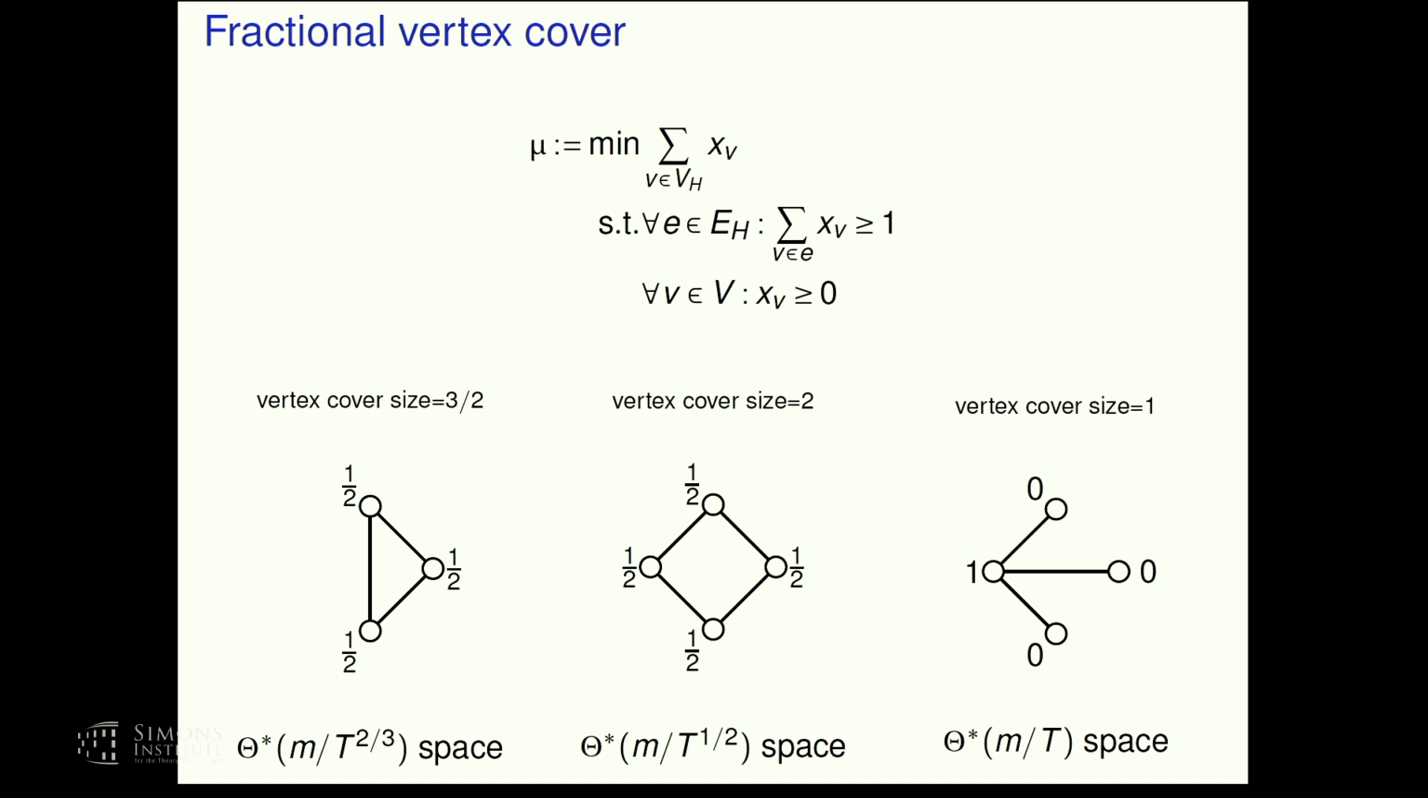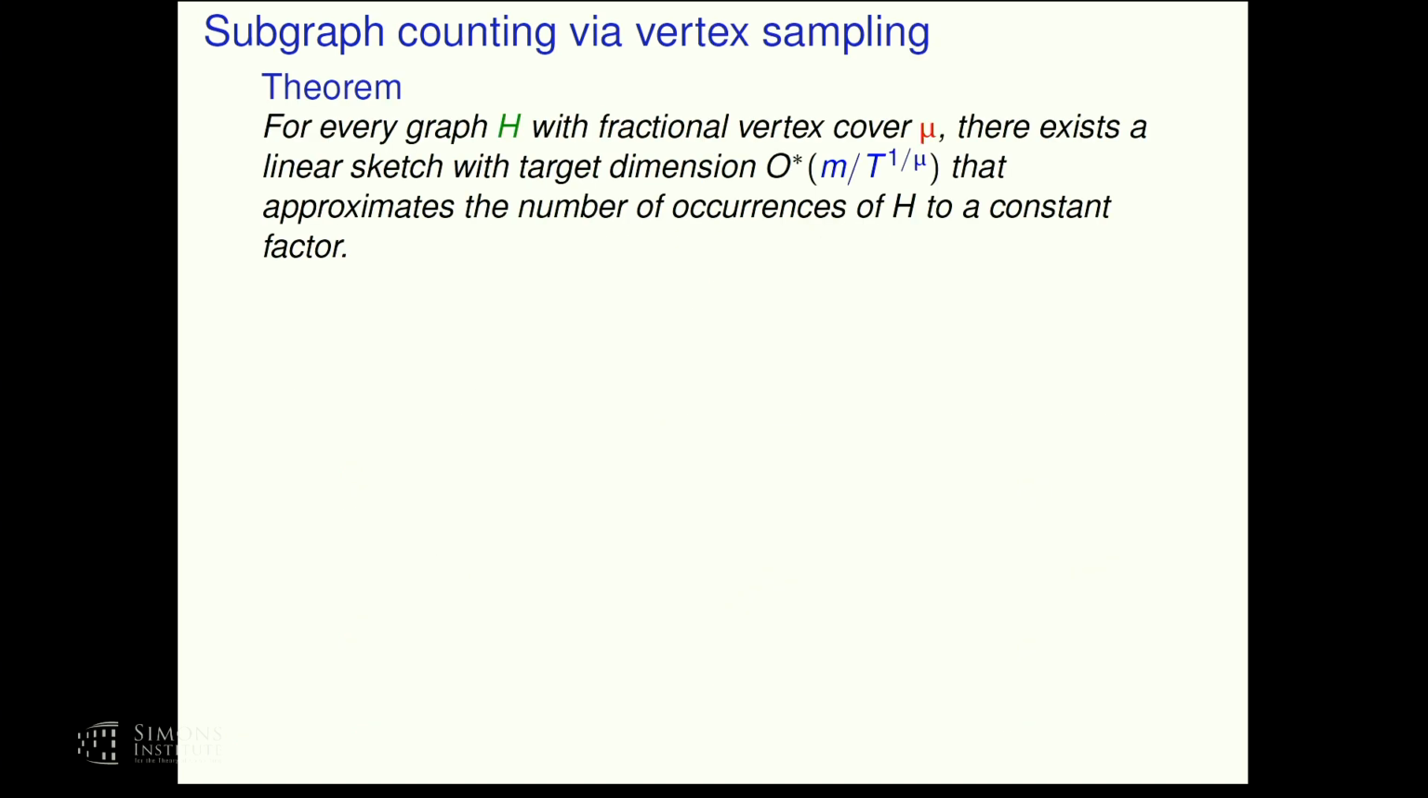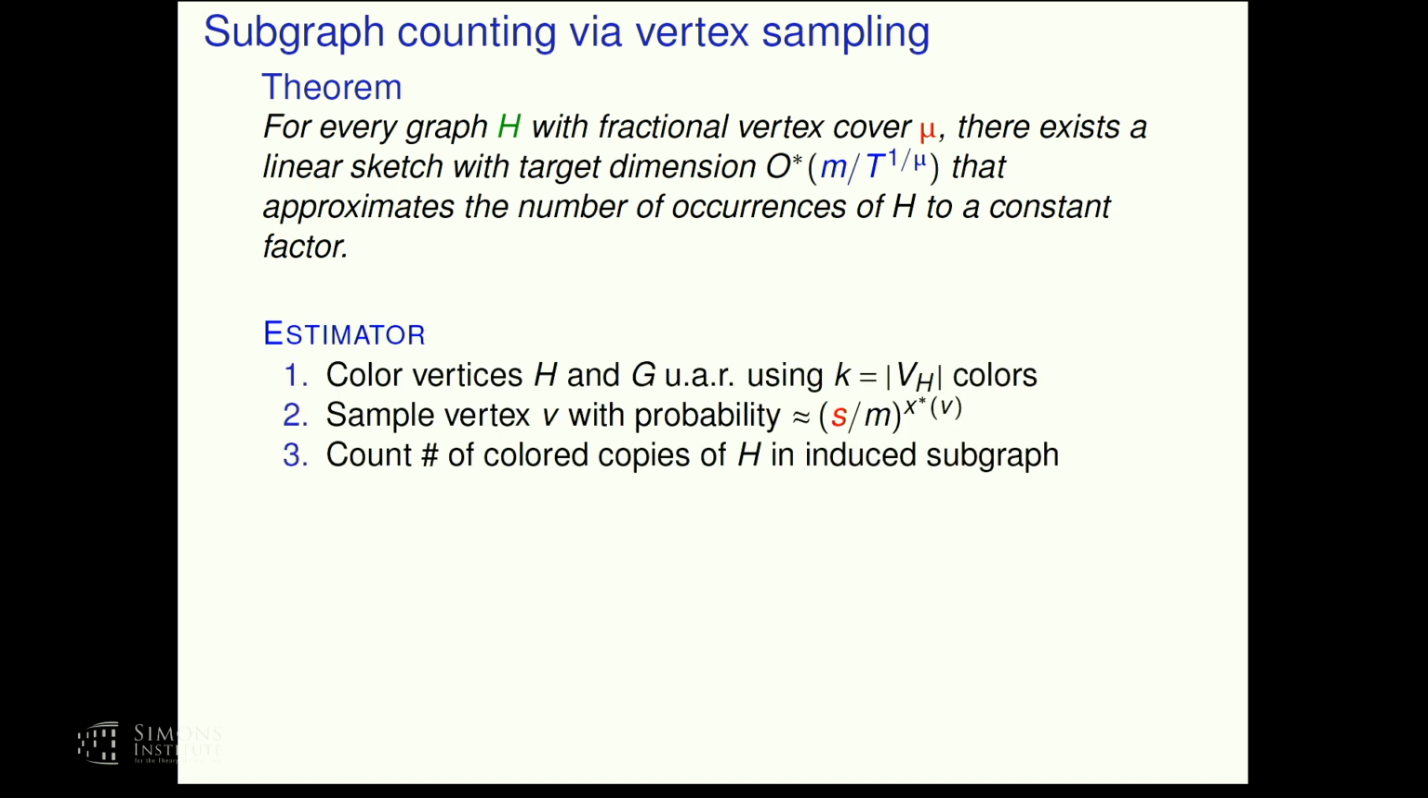Okay, and we show that this is exactly the parameter that governs the sketching complexity. In the former case, the sketching complexity will be m over t to the 2/3, so t to the 1 over the vertex cover size, and similarly for the rest. So formally, for every graph H, we show that there exists a sketch with a target dimension m divided by t to the 1 over fractional vertex cover size, that approximates the number of occurrences of H to a constant factor. And again, all constant factors can be made 1 plus epsilon approximations.